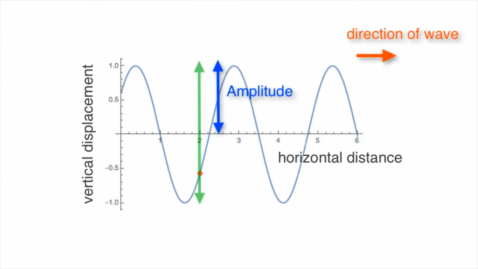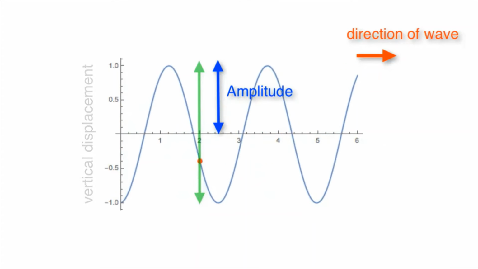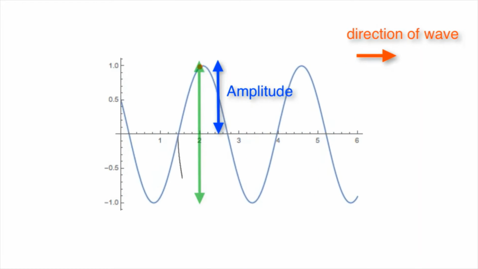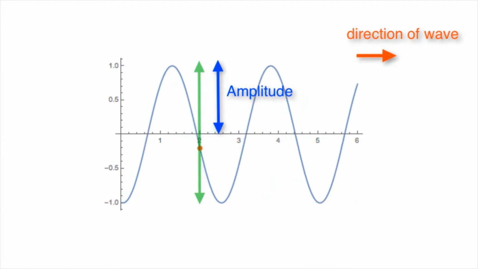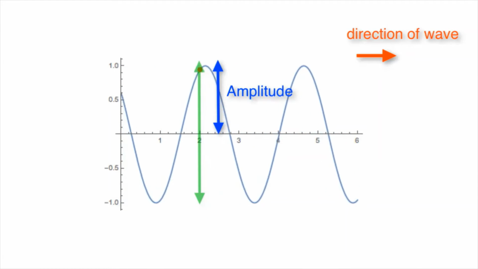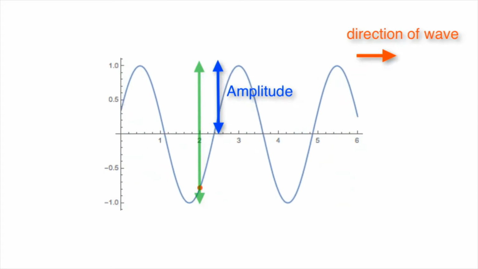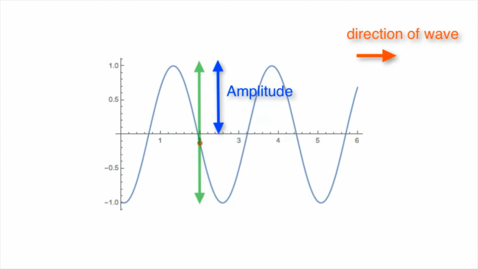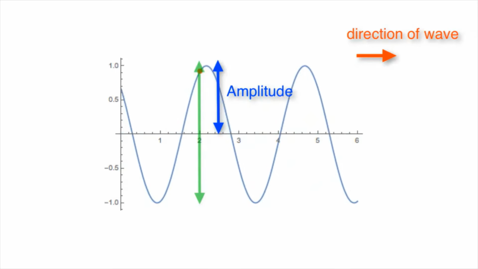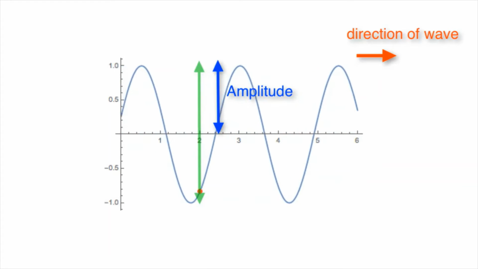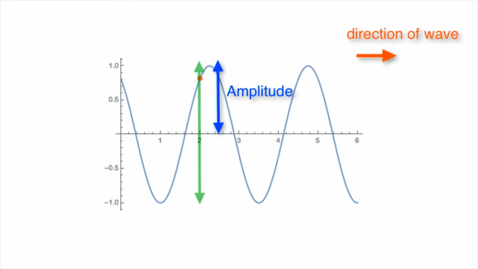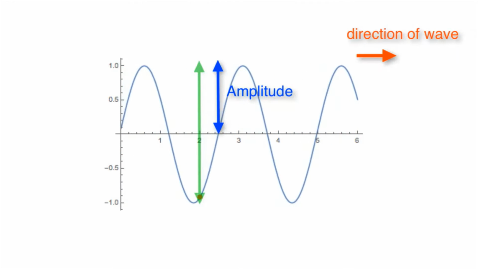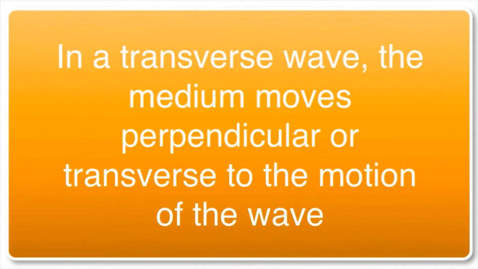In this idealized model, the matter, that is the points or molecules, move up and down and not in the direction of the waves. We can pick any molecule on the surface of the wave, and we will see that it moves up and down, and the distance that it moves is twice the amplitude. The molecules making up the medium, or let's just say the medium itself, moves perpendicular or transverse to the wave's motion. For this reason, we call this wave a transverse wave.